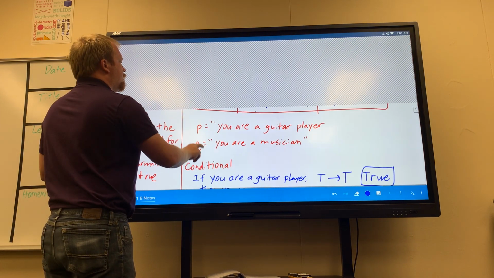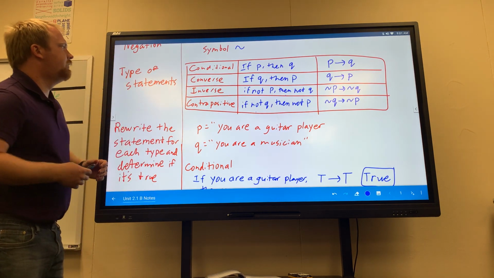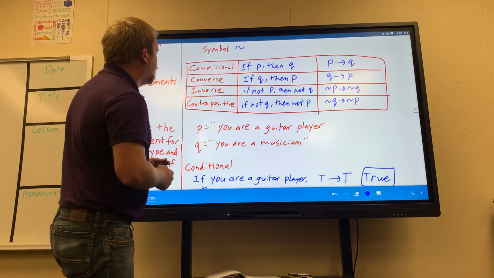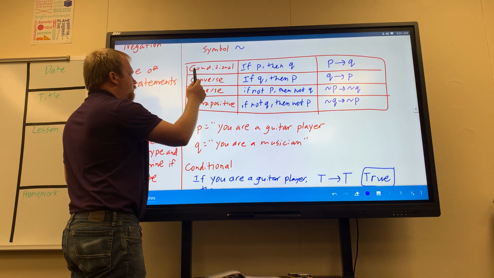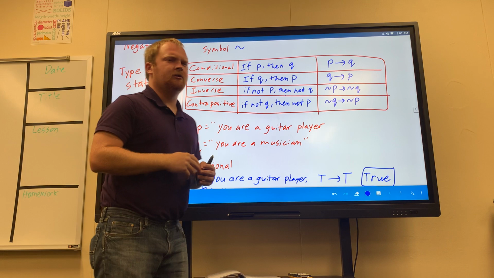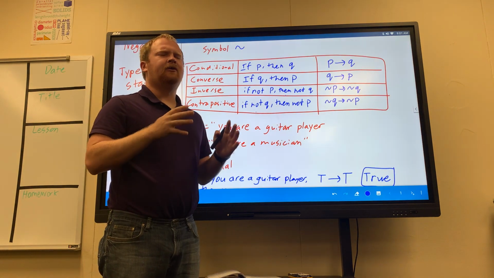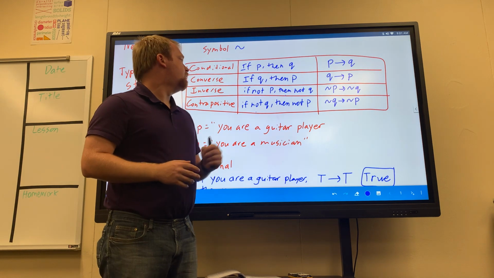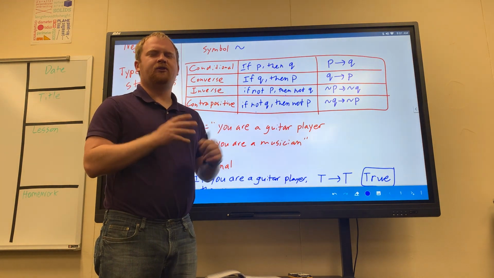So just be aware of how to rewrite the statement for a converse, inverse, and contrapositive statement. Just be aware of how you rewrite the statements for those three, as well as the conditional statement.